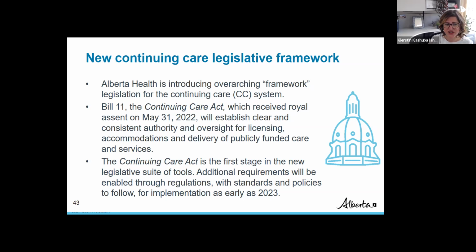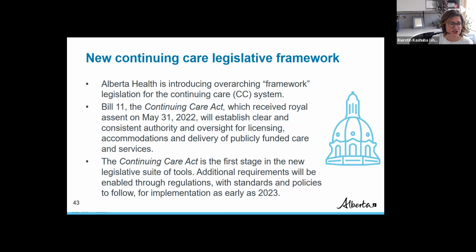So given these challenges, a new legislative framework is being introduced to regulate the full spectrum of continuing care settings. Bill 11, the Continuing Care Act, was introduced to the legislature on March 28th and received royal assent on May 31st. So this act is intended to be what's called framework legislation, giving the authority and oversight for future regulations and standards.